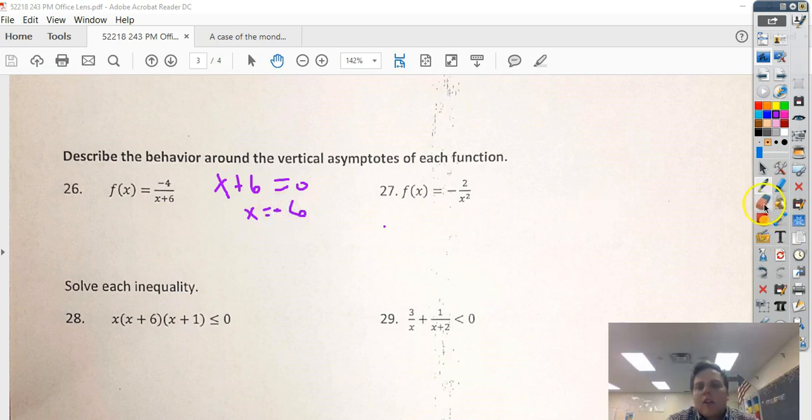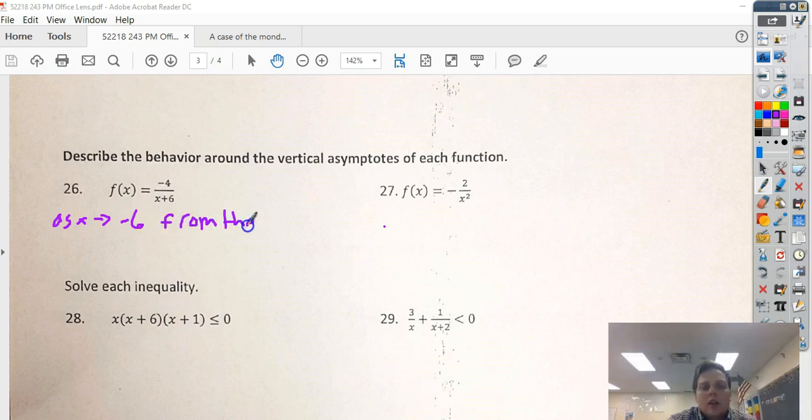So all the question is asking is what is going on as we look at our vertical asymptote. In other words, we ask ourselves, as x approaches negative 6, because that's the vertical asymptote, from the left side, so I'm going to say from the left, it wants to know what is y doing. From the left, it wants to simply know what is y doing as we look at it from the left. And then we're going to repeat this question, but from the right.